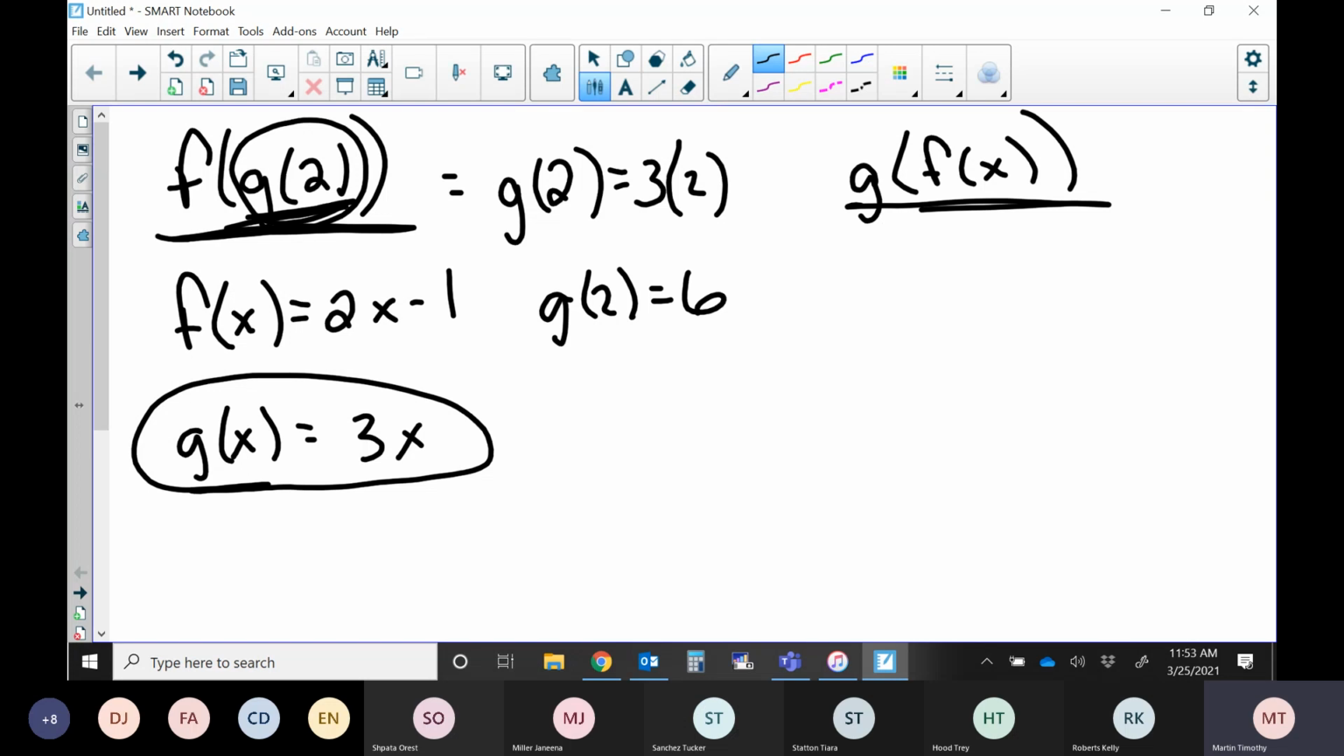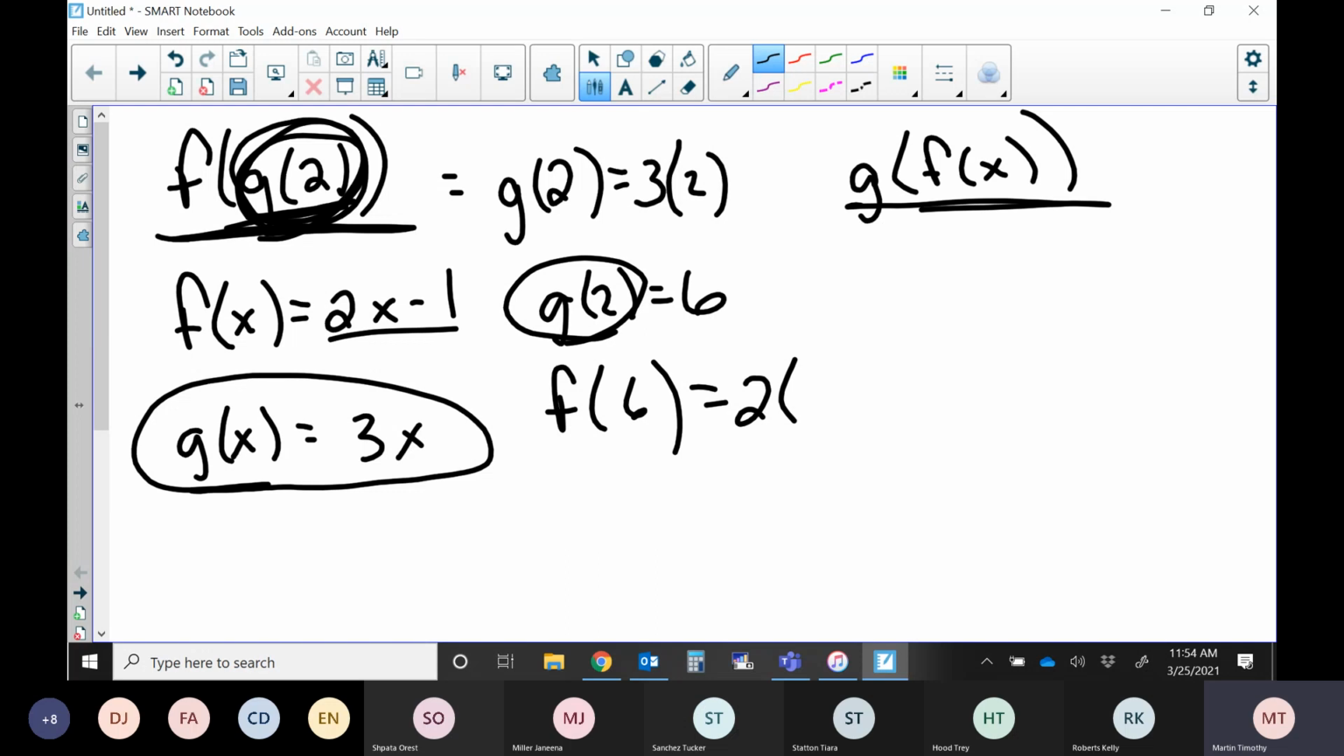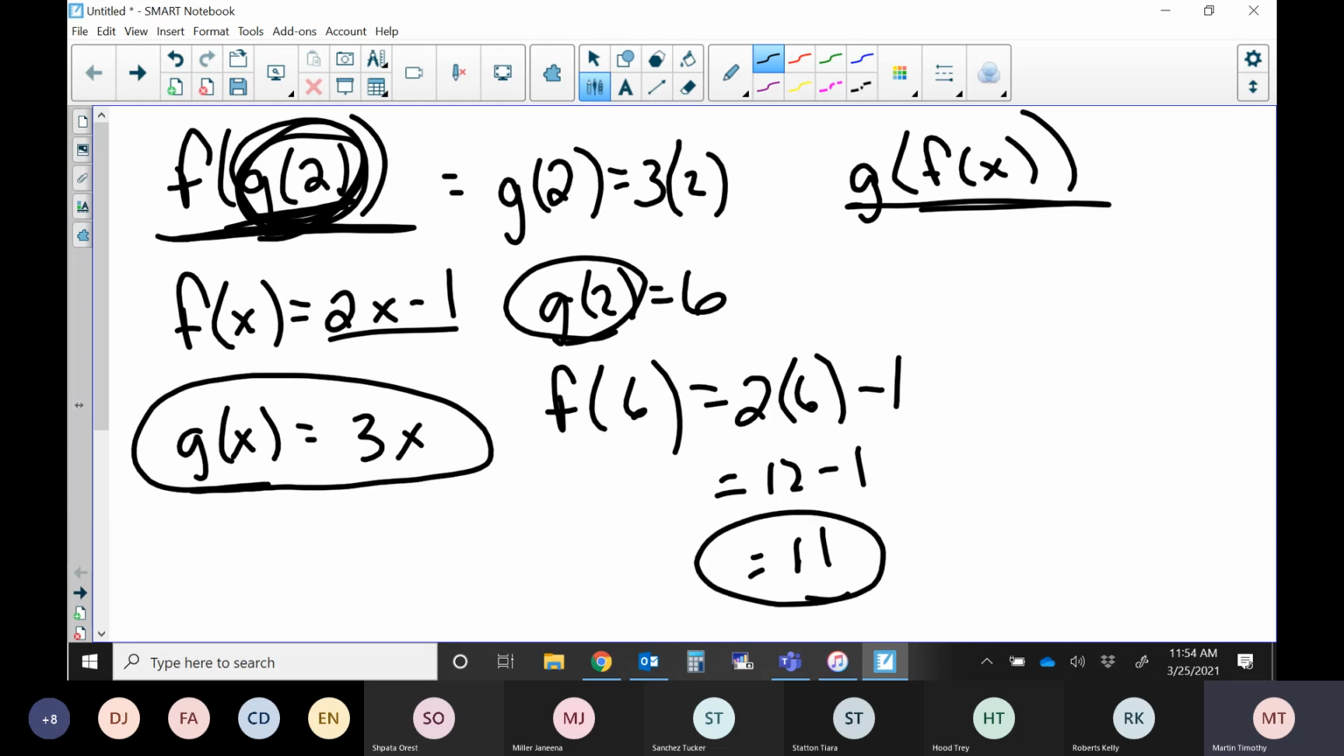So that means anytime that I see a g of 2, I can pull it out. So instead of writing f at g at 2, I can write f at 6, which means instead of writing this, I can write it as 2 times, call the timeout, put the 6 in its place, minus 1, 12 minus 1, which is 11. Did anyone get the answer of 11 for f at g at 2? Go ahead and raise your hand if you got that. Very nice. If you didn't get it, does anyone have any questions on that?